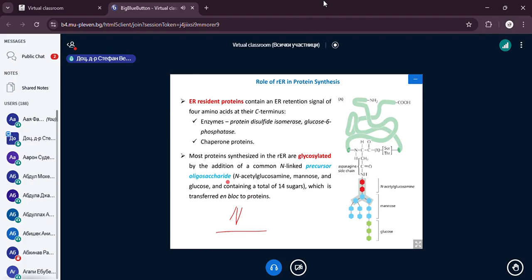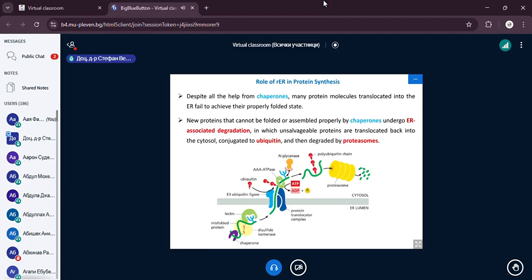That's why here it is written N-acetylglucosamine. N-linked precursor is being attached. This means attached to the amino acid asparagine in the protein, in the newly synthesized protein.